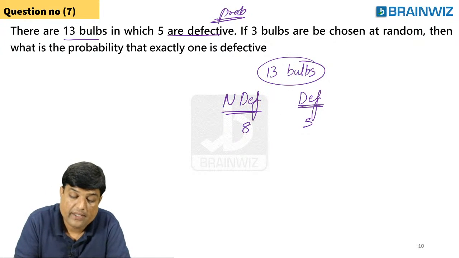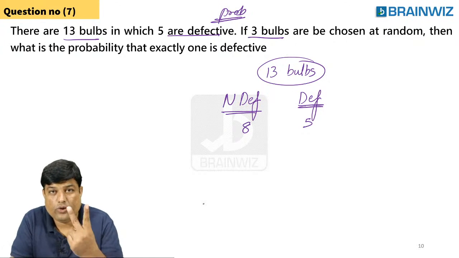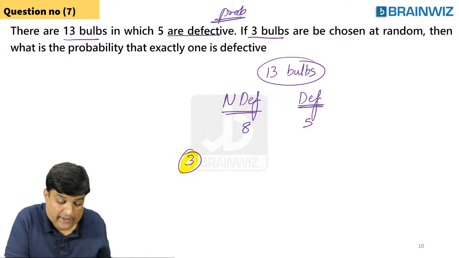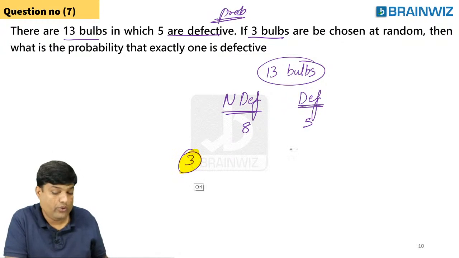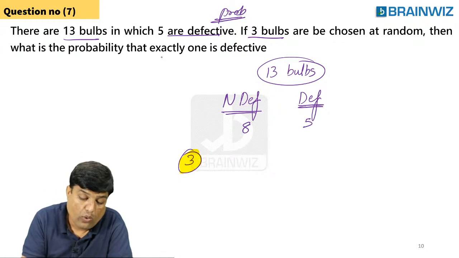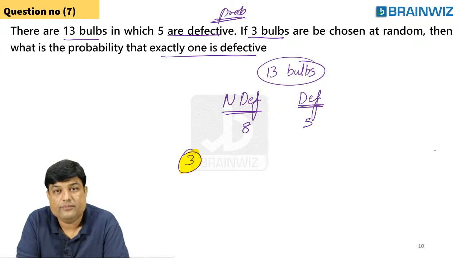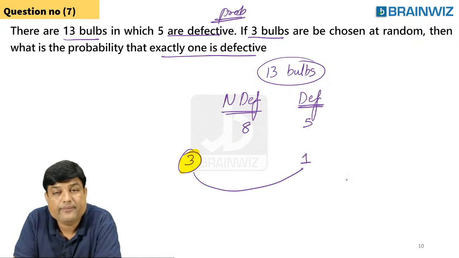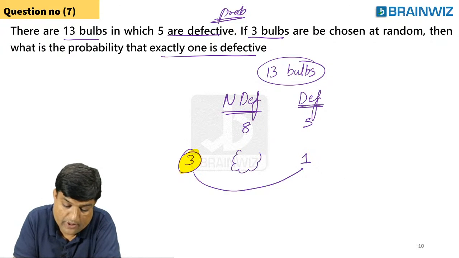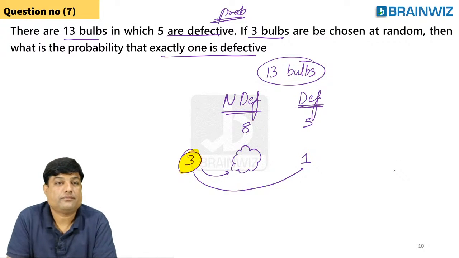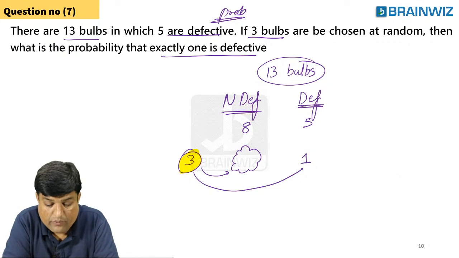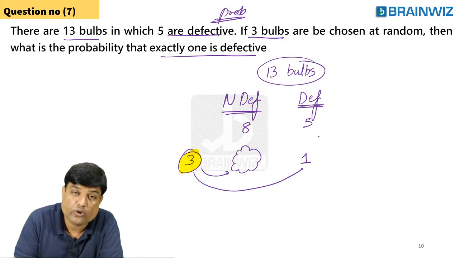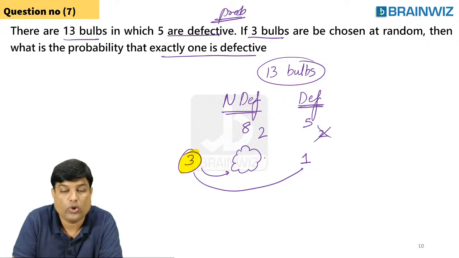Then what does he say? 3 bulbs are chosen at random. Not 1, not 2. 3 bulbs are chosen at random. So we don't know what kind of bulbs these 3 are. What's the probability that exactly one is defective? Not 2, not 3. Only one of them should be defective. So out of these 3, only one should be defective. We want altogether 3, guys. So when only one is defective, the remaining 2 bulbs are still pending. Do you think the remaining 2 bulbs should be defective? No, the remaining 2 should be non-defective.